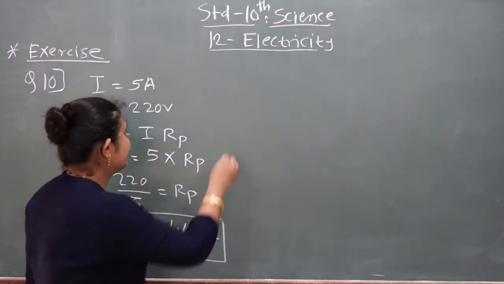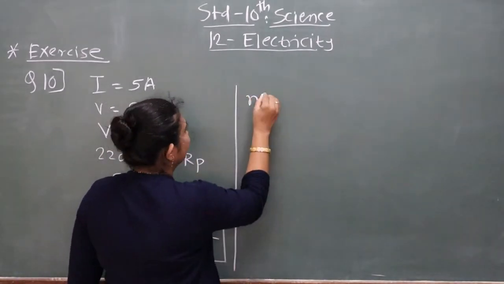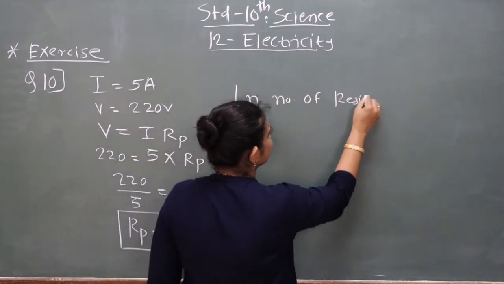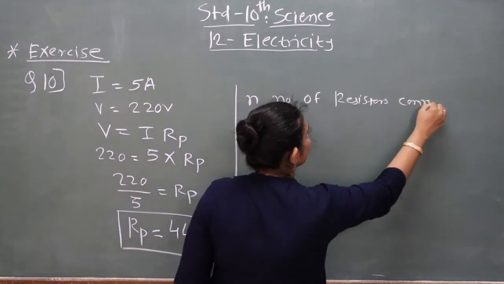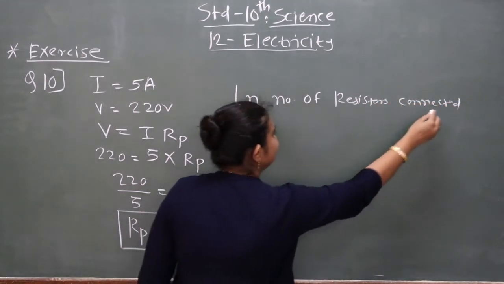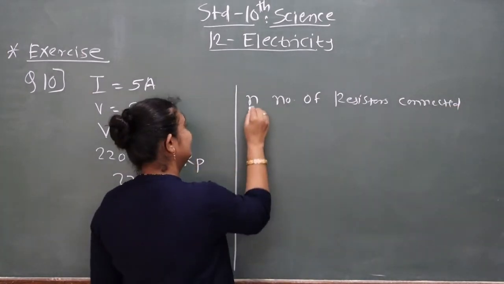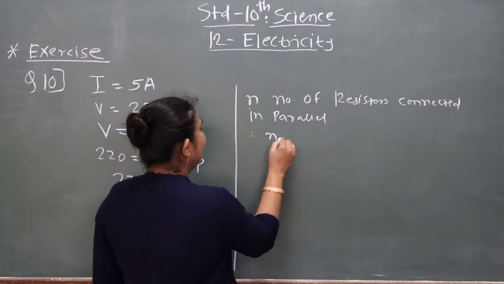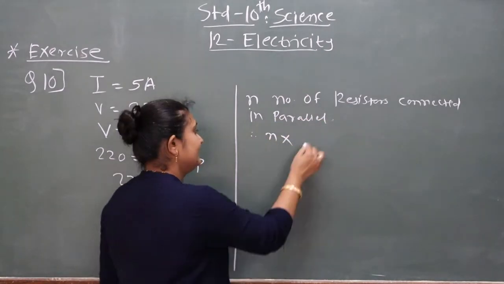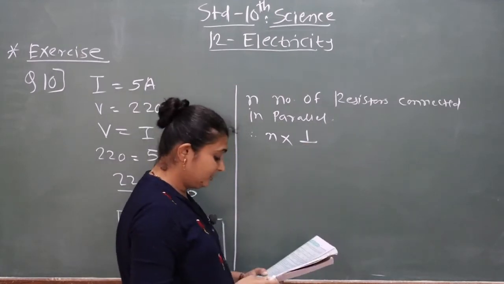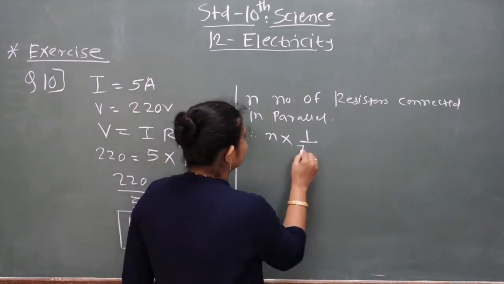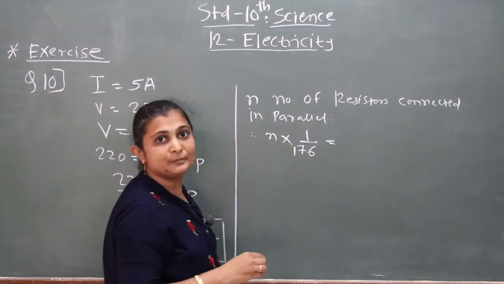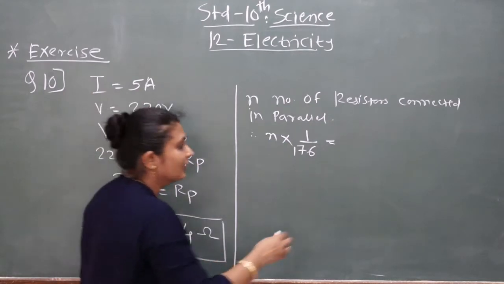Now consider n number of resistors connected in parallel. Therefore n multiplied by parallel means what is the resistance? That is 1 upon 176. Total resistance of the circuit is 44 ohm.